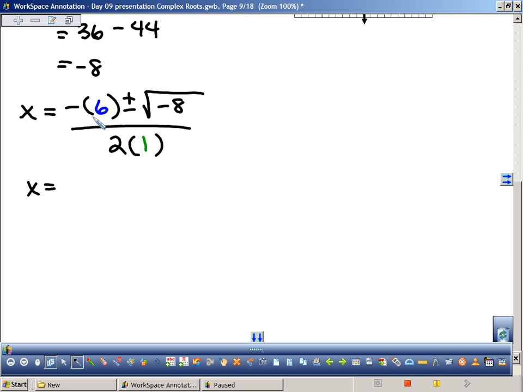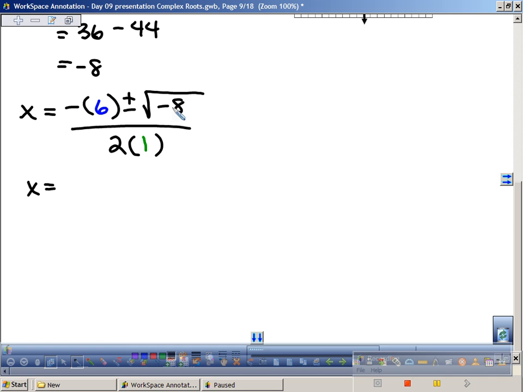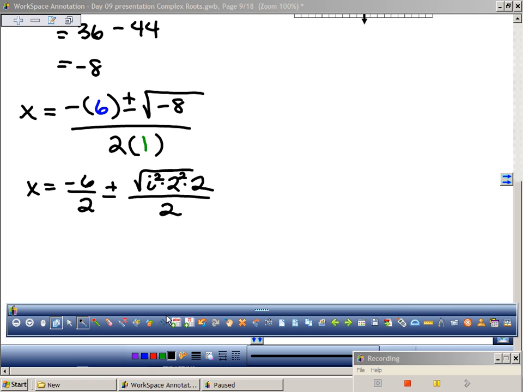Not only is negative 6 being divided by 2, but the square root of negative 8 is also being divided by 2. So we need to split it up. They both get divided. So I get negative 6 divided by 2, plus or minus the square root. Negative 8 stands for i squared. What else is in there? A 4 and a 2? So times 2 squared times 2 all over 2.